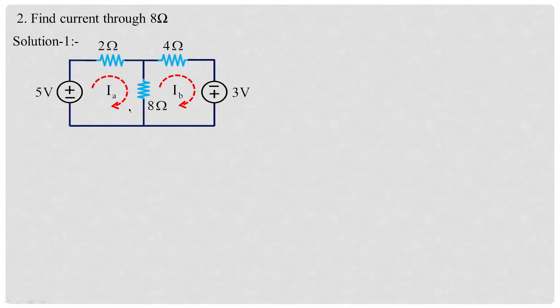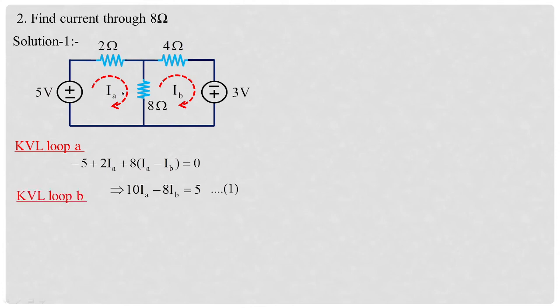So the same analysis I'm going to apply, what we have employed for mesh analysis under solution 1. Applying KVL to loop A, you have minus 5 as it is, plus 2IA plus 8(IA minus IB) equal to 0. Same approach. With this, you're going to get equation 1 as 10IA minus 8IB is equal to 5.